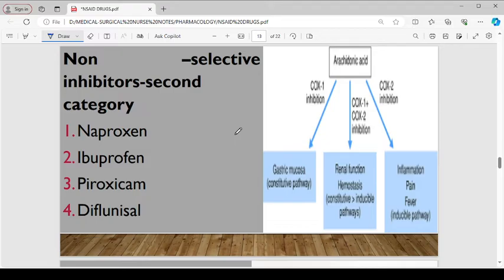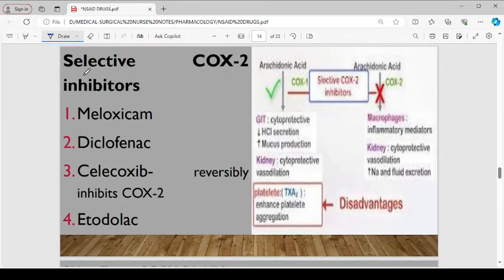Now, the first group of NSAIDs, as we said, was the COX-1 selective, okay? The second category is the non-selective inhibitors. These block both COX-1 and COX-2. Examples we have are naproxen, ibuprofen, piroxicam, and diflunisal, right? Okay, so next we have the selective COX-2 inhibitors. Examples we have are meloxicam, diclofenac, celecoxib, and etodolac, right?